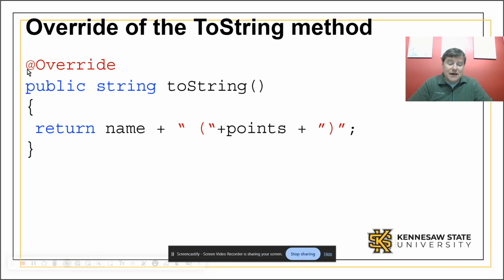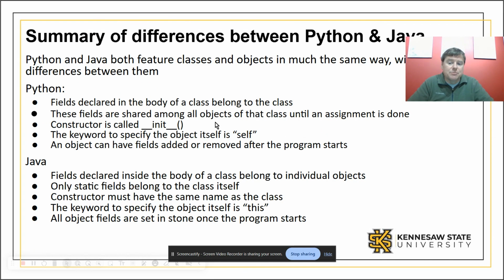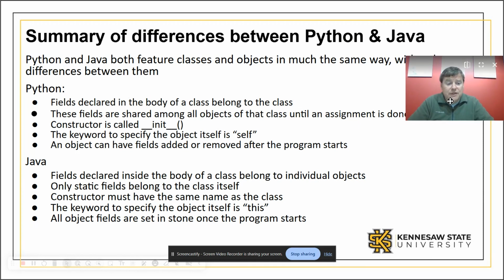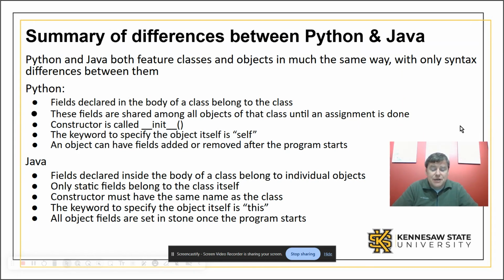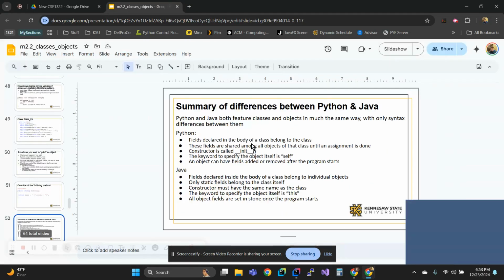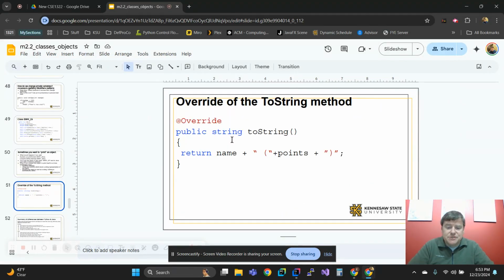It's always going to have this @override and then public String toString, that should be a capital S right there, I'll fix that, and then it'll return name plus whatever you want to return. Whatever you return is what the string is going to print itself out as. Okay, so that is our toString override.